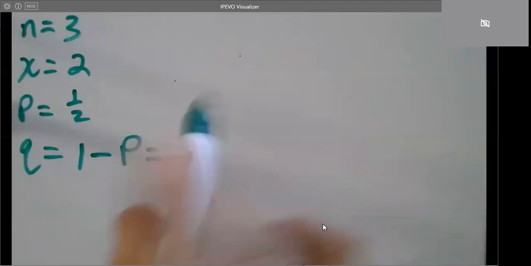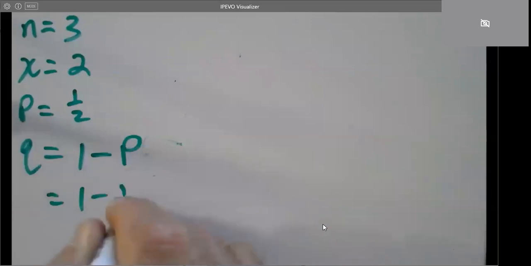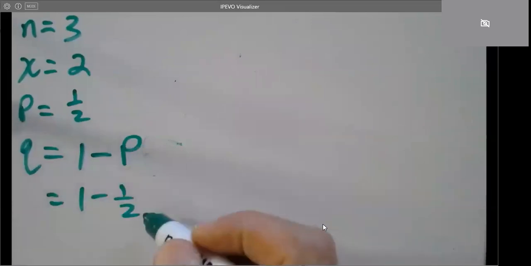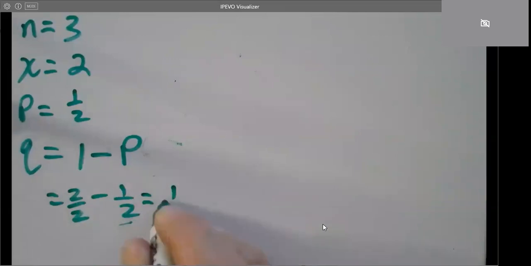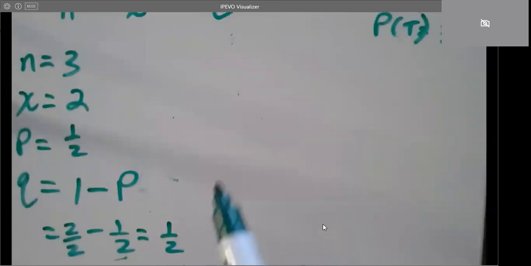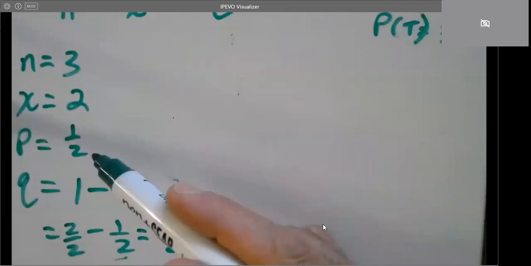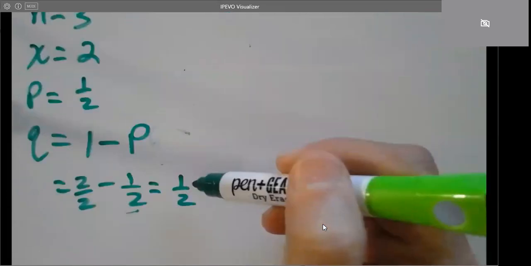Let me write it over here. This would be 1 minus whatever p is, 1/2. Well, get a common denominator: change the 1 to 2 over 2 so that you've got the same denominator, because 2 over 2 is the same thing as 1, and you get 1/2 there as well. So n is 3, x is 2, p is 1/2, and q is also 1/2.